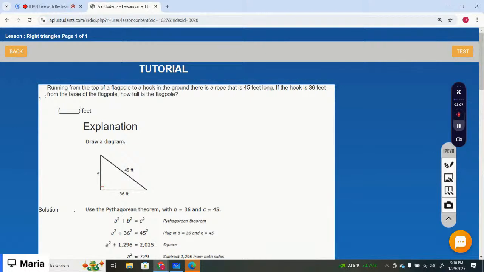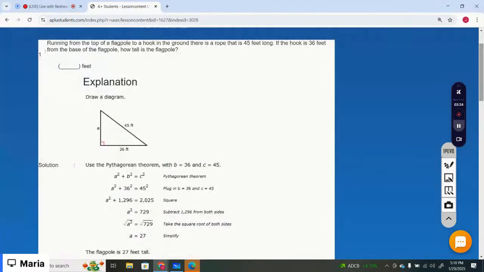Running from the top of a flagpole to a hook in the ground, there is a rope that is 45 feet long. If the hook is 36 feet from the base of the flagpole, how tall is the flagpole? So that is a right angle triangle. We need to find the value of A. So we know that the Pythagorean theorem is C square equals A square plus B square. C is the hypotenuse. So just put in the values, that is A square plus 36 square equals 45 square. So that is A equals 27.